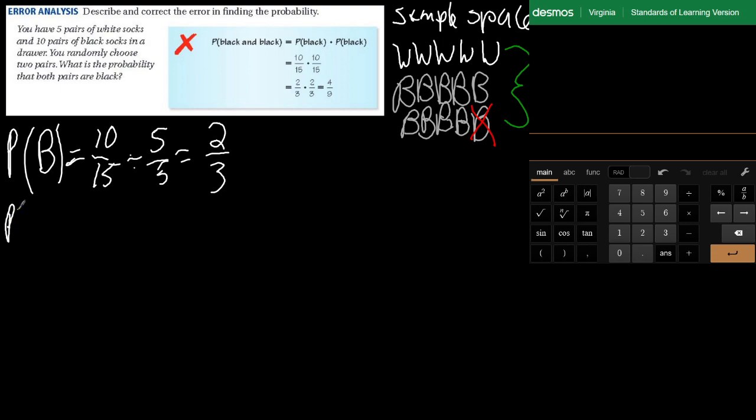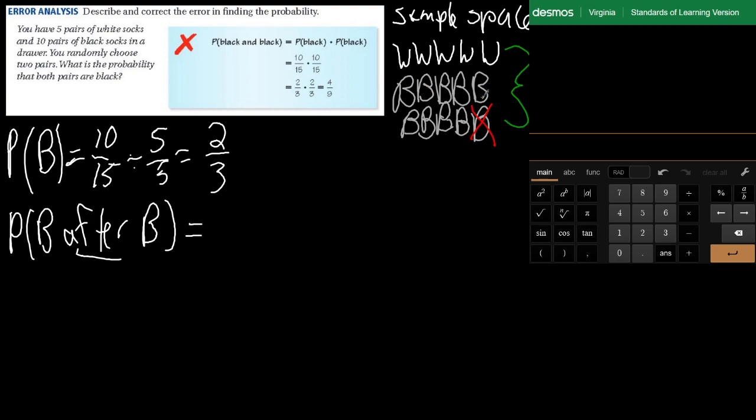So now our probability P of picking a black sock after, again, that keyword after means that it is a dependent event. After we picked a black already out, how many black socks remain? Since we took 1 out, there are only 9 left, out of the total 14. Now the compound probability is going to be these 2 fractions multiplied together.